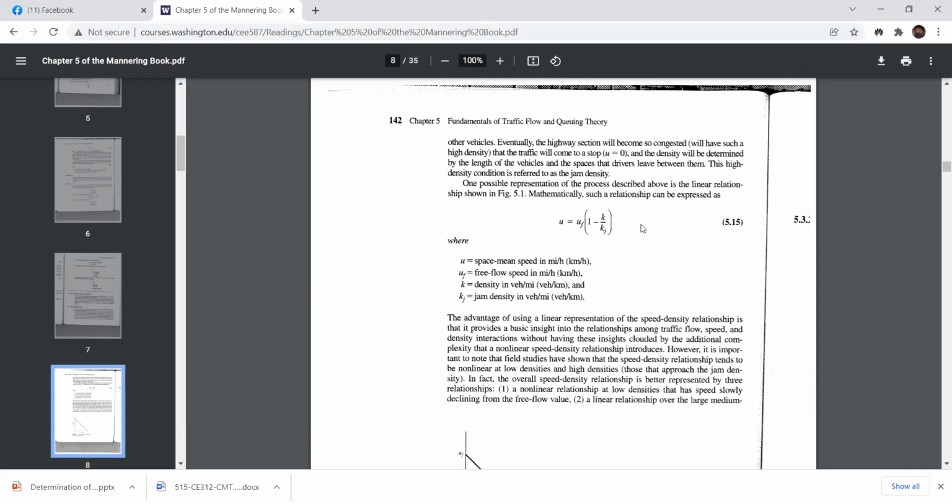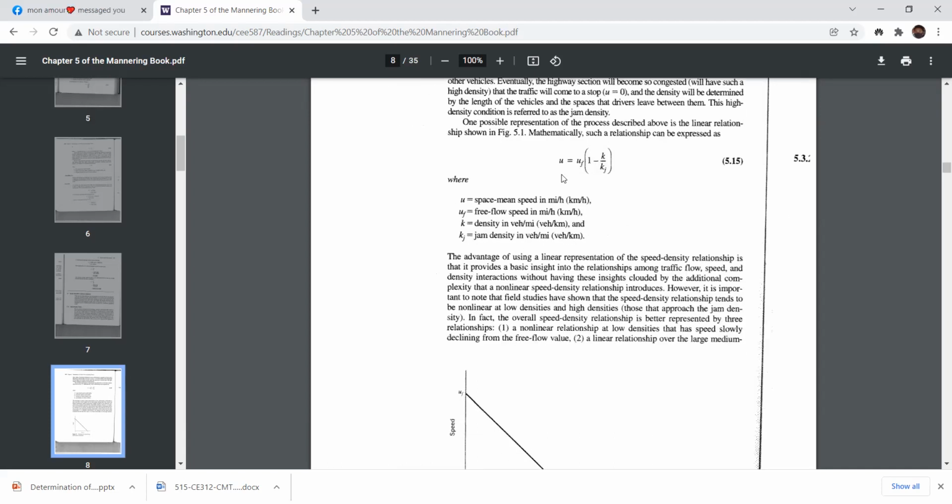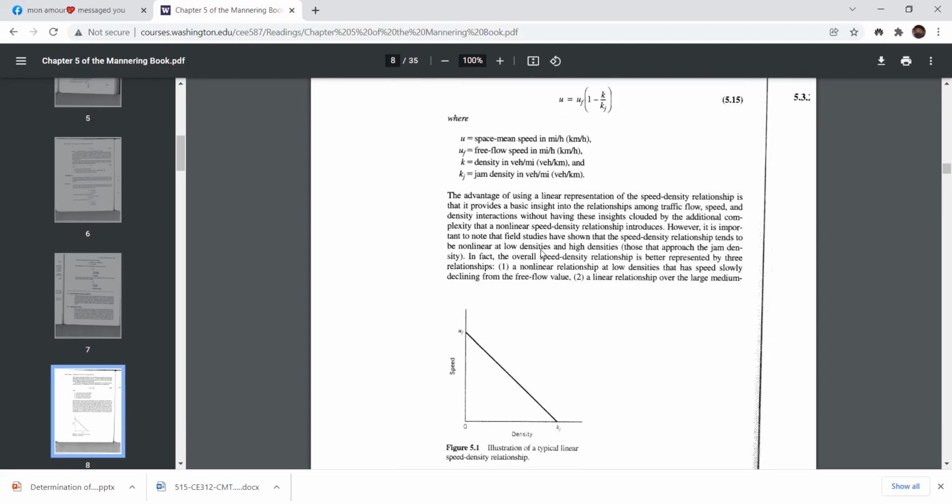Mathematically, such a relation can be expressed. In this formula, u is the space mean speed in miles per hour or kilometers per hour, u sub f is the free flow speed in miles per hour or kilometers per hour, k is the density in vehicles per mile or vehicles per kilometer, and k sub j is the jam density in vehicles per mile or vehicles per kilometer.